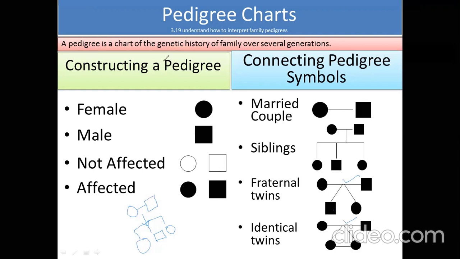Okay, I hope up to here this is clear. If we have a carrier, if the female is a carrier, how will we mention that? We use the round symbol, but half shaded, not fully shaded.